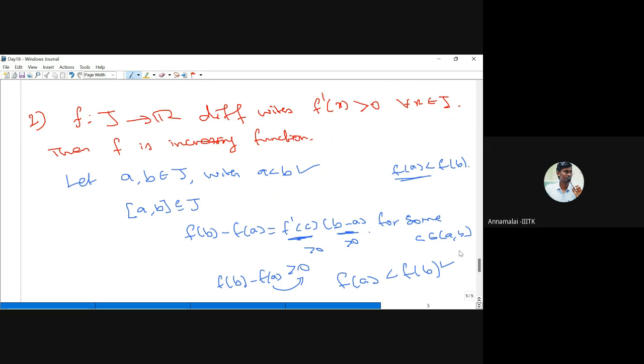Similarly, suppose the derivative is negative for all points, then f is a decreasing function. So these are all applications of the mean value theorem.